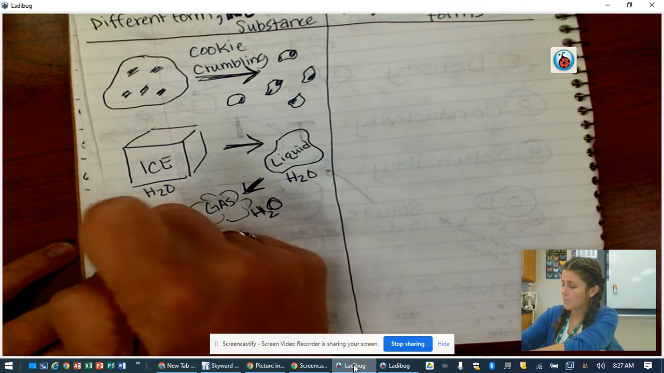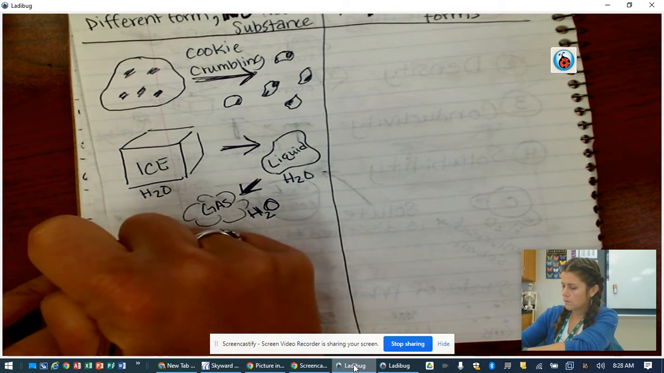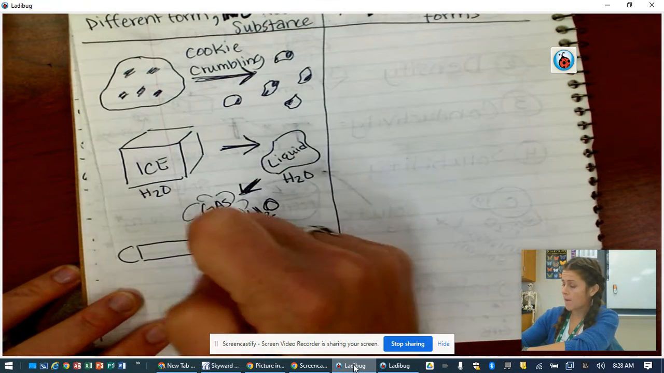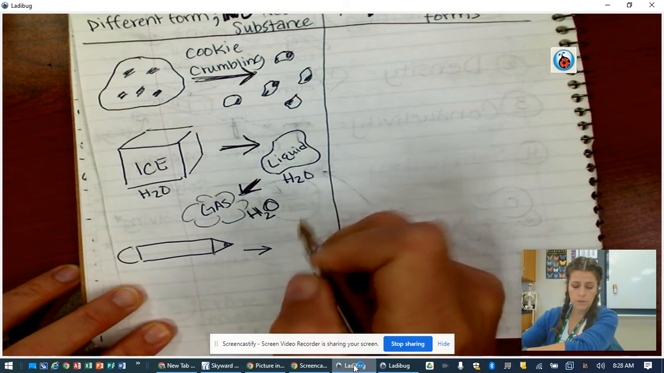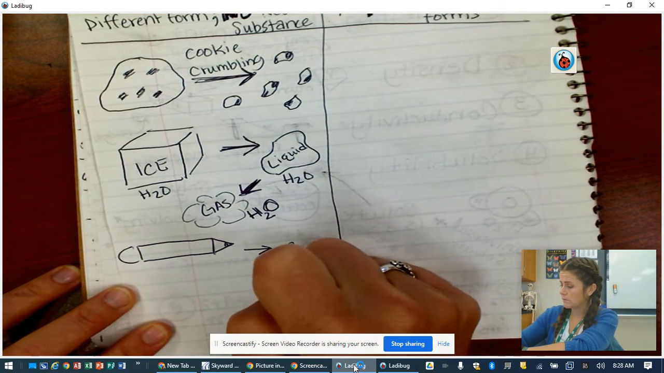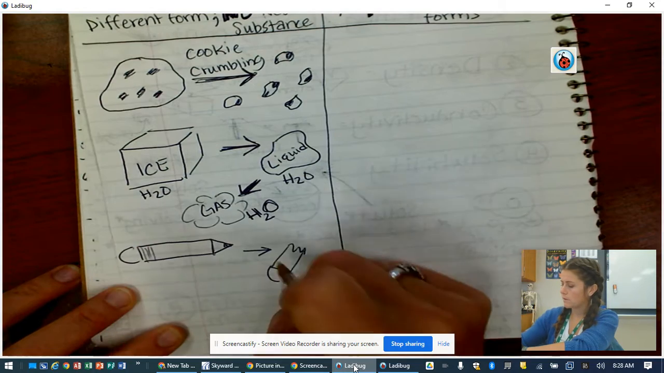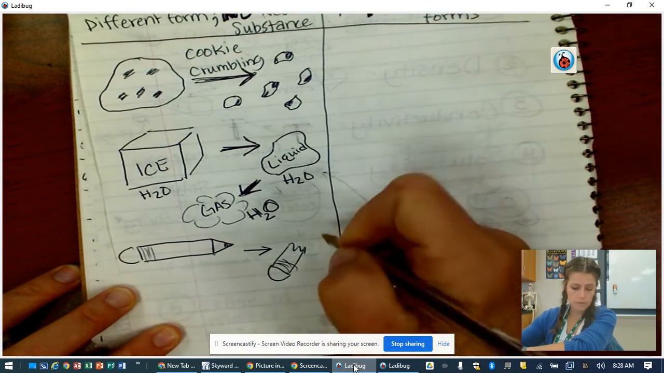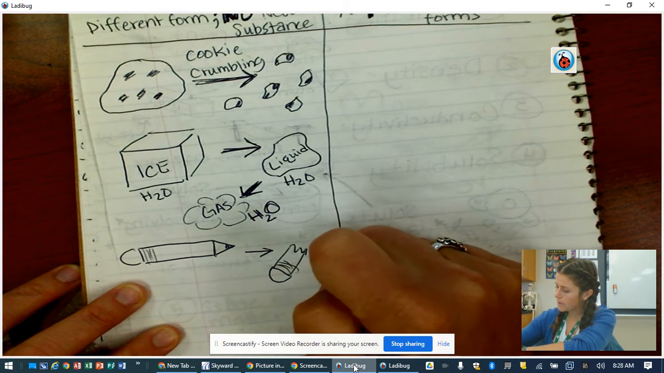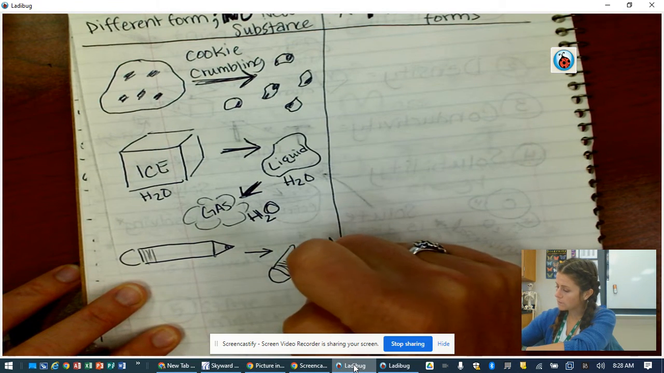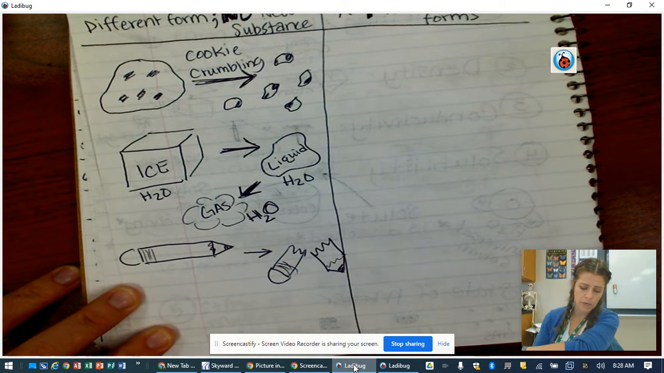Another example might be a pencil. So this is my rendition of a pencil snapping in half. The pencil is still a pencil. Let's see. Make that a little bit prettier. But it has changed its shape. It does not change what it is. Okay, so we have a pencil breaking in half.